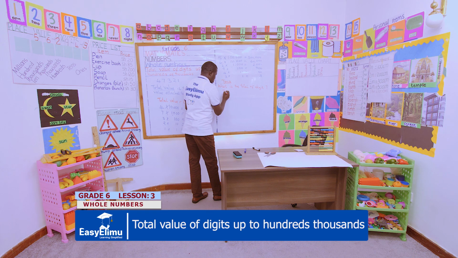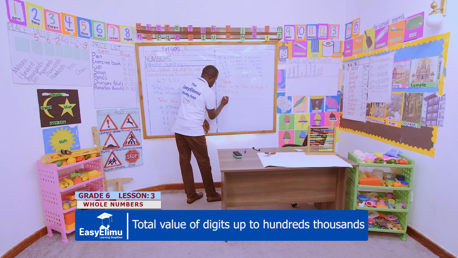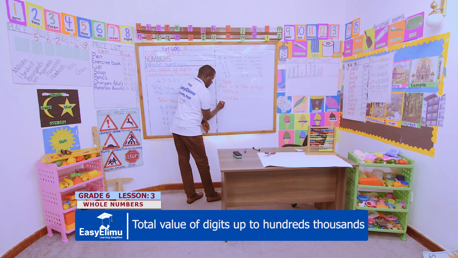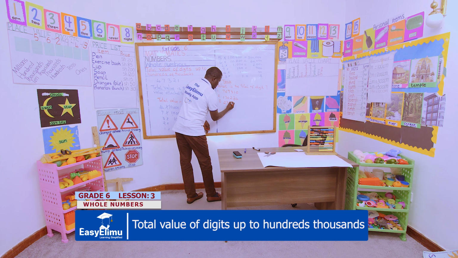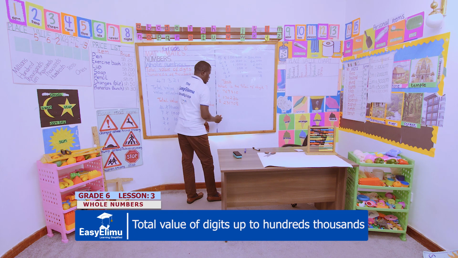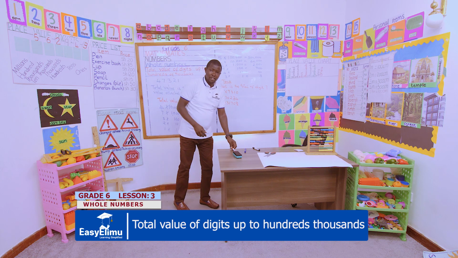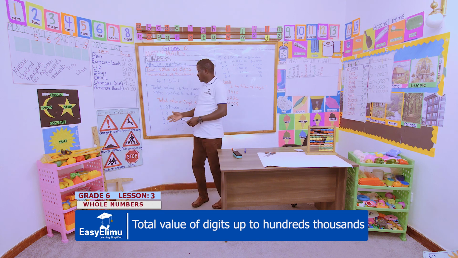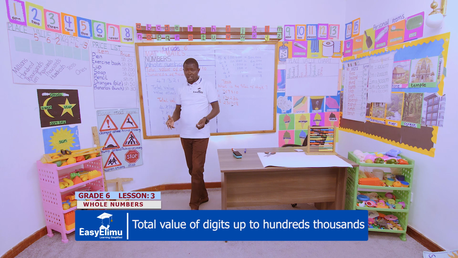We have 7, 6, 9, 8, 1, 0. We also have 1, 7, 0, 2, 3, and 4. And finally, we have 2, 3, 1, 7, 0, 8. What is the total value of digit 7 in each of these numbers? Work out the total value. Remember, the total value is the digit multiplied by its place value.